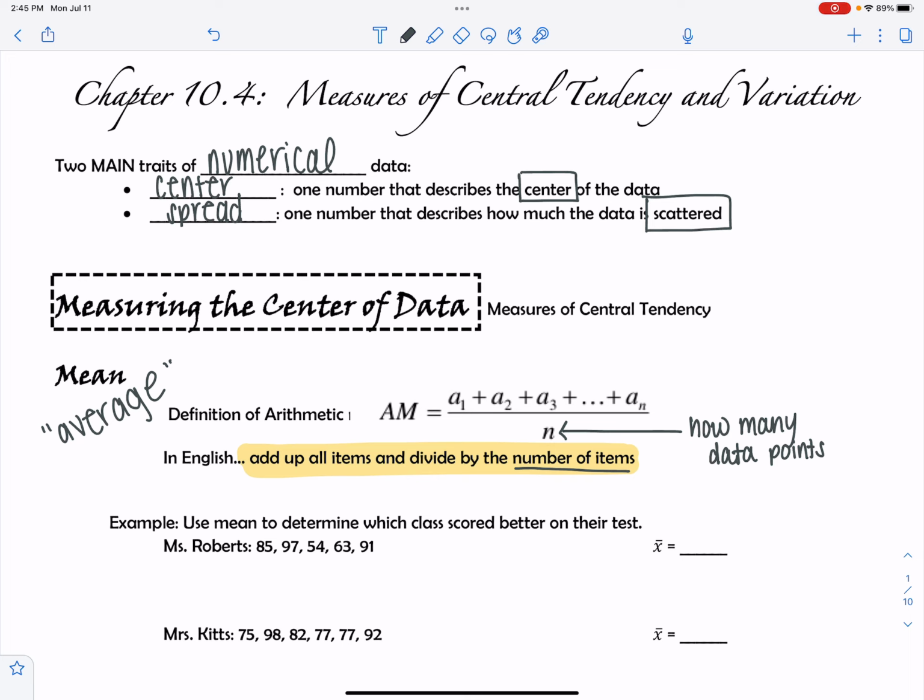The mean is going to be your average. Mode is going to be the number that occurs most often. And then the median is going to be the center. So all three of those give you a picture of the center of the data.